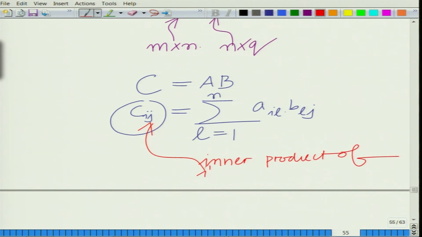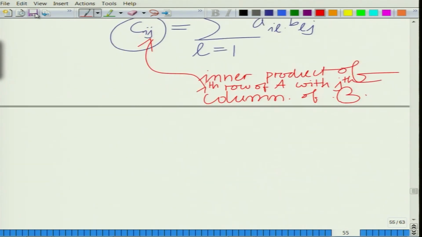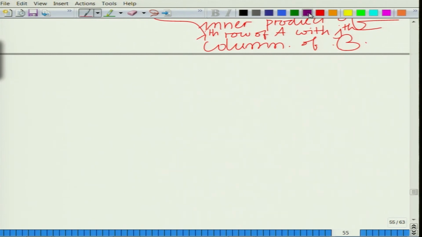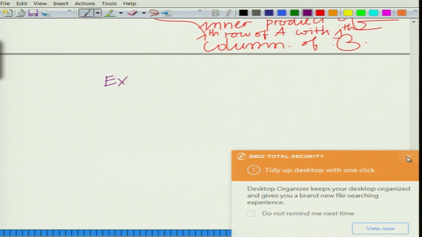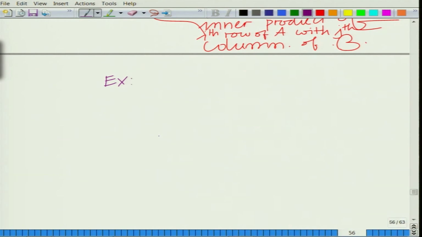So this is the inner product of the ith row of A with the jth column of B. Let us take a simple example to look at this. Let us take an example.